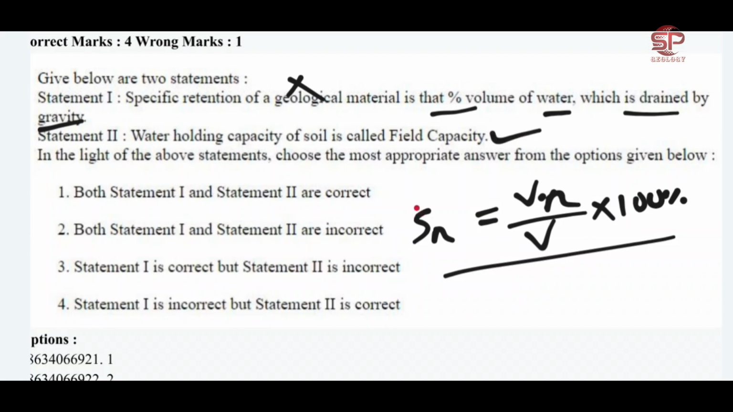First you have to saturate the soil, then allow the soil to drain water by gravity. Then what remains within the soil is the field capacity. That means the water holding capacity of soil can be called field capacity. So statement 1 is incorrect. Statement 2 is correct.